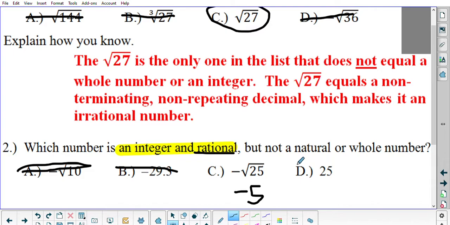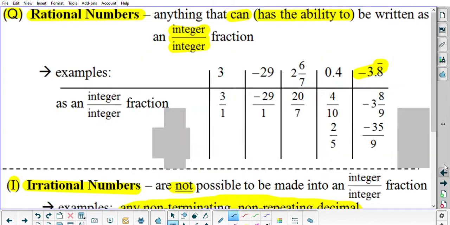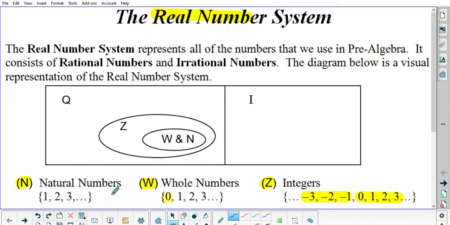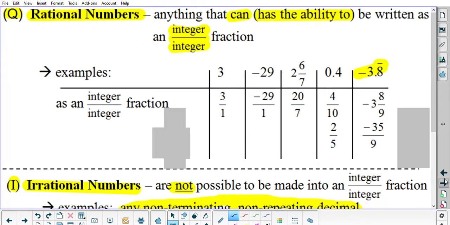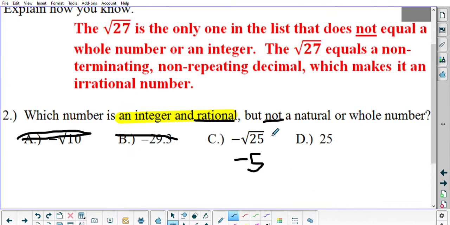But I need to find one that is not a natural or whole number. So which one of these is not a natural number and is not a whole number? Do you remember what whole numbers and natural numbers do not include? They do not include negatives. So this one right here is not a natural number or whole number because it has a negative part to it. But it's still an integer and a rational, and therefore it is the answer to problem number 2.